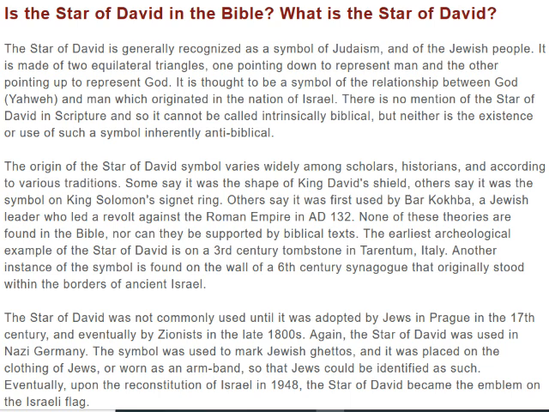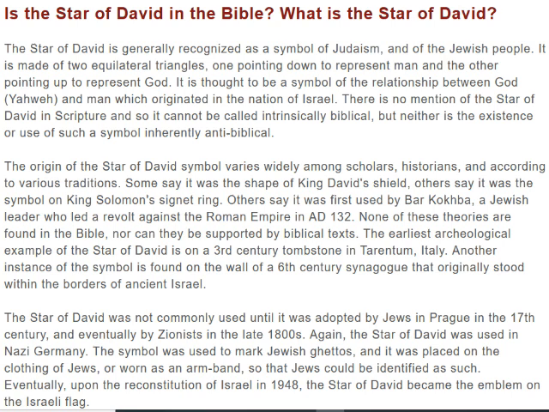The earliest archaeological example of the Star of David is on a 3rd century tombstone in Tarentum, Italy. Another instance of the symbol is found on the wall of a 6th century synagogue that originally stood within the borders of ancient Israel. The Star of David was not commonly used until it was adopted by Jews in Prague in the 17th century, and eventually by Zionists in the late 1800s. Okay, we get into that.